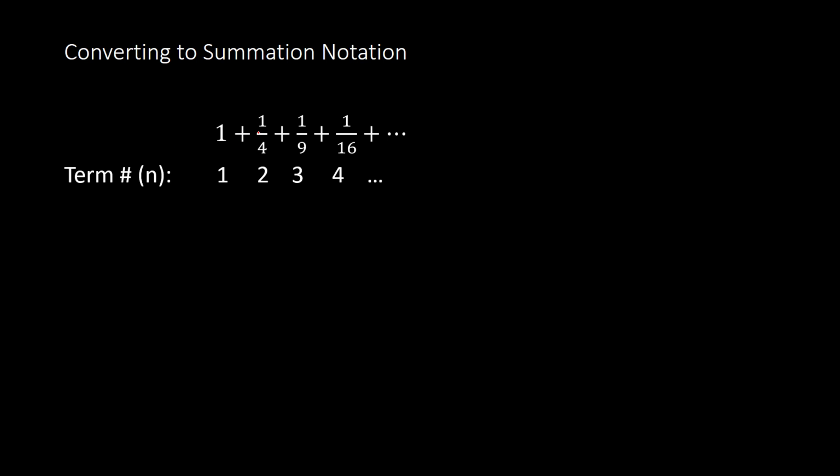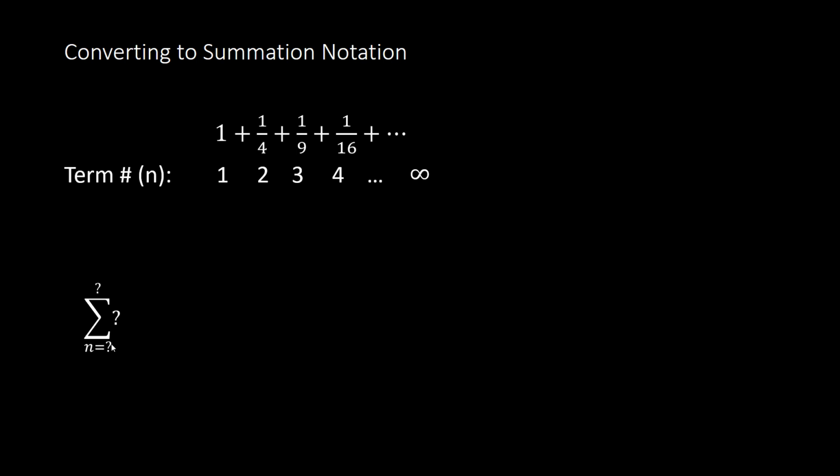So the 1 would be term 1, 1/4 is term 2, 1/9 is term 3, 1/16 is term 4, etc. And it keeps going forever because it's an infinite series. And so a symbol we can use for infinity is a sideways 8. This is your symbol for infinity. So when I set up my summation notation, I need something in the bottom, on the top, and on the right hand side.